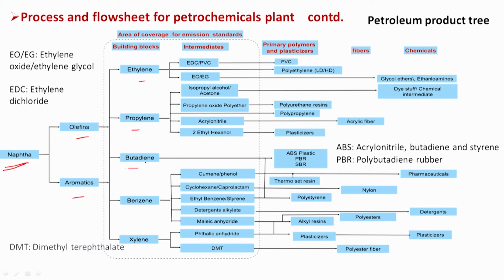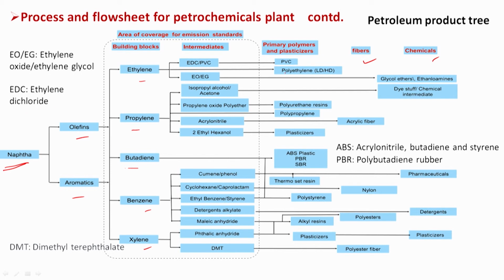These are building blocks and these are olefin types of compounds, and aromatic compounds are also there, that is benzene and xylene. So, these are the building blocks and these are converted to different intermediates and primary polymers and plasticizers, then maybe fibers or maybe chemicals. So, from ethylene we can get EDC, PVC, EO, EG, where EO is ethylene oxide, EG ethylene glycol, EDC ethylene dichloride and PVC polyvinyl chloride.